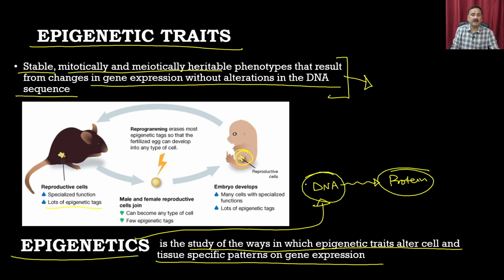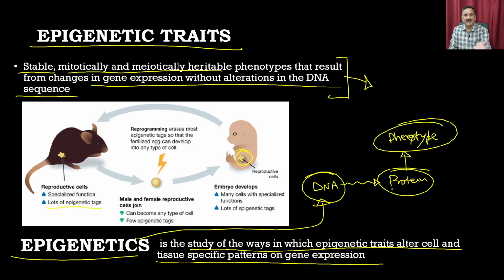And remember that the protein is the final molecule responsible for providing the phenotype, right? So if you alter the protein, if you reduce or increase the amount of protein, that's how you change the phenotype, right? And all that is done by the many types of epigenetic traits and characters.